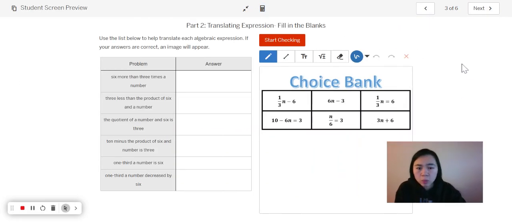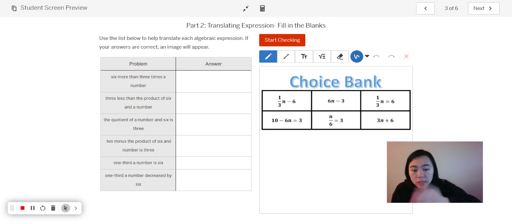All right, the next slide, we are translating. So translating is putting the same thing in a different way, right? So if we're translating from language to language, is what you're used to, we can also translate from words to numbers and symbols. So we're going to translate these problems into symbols. There are keywords that we're looking for.